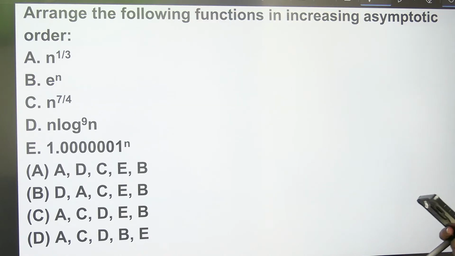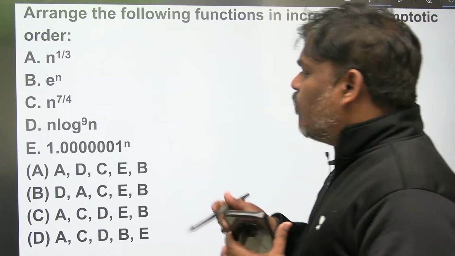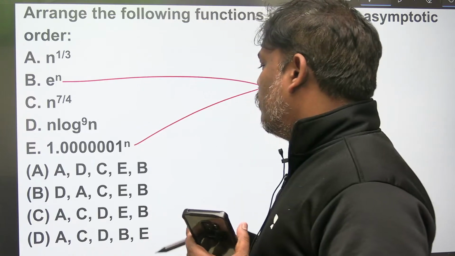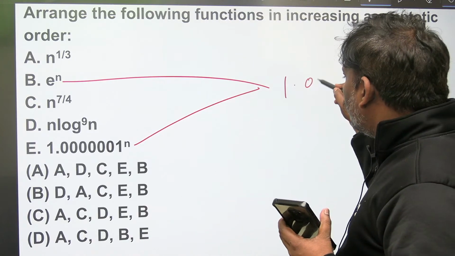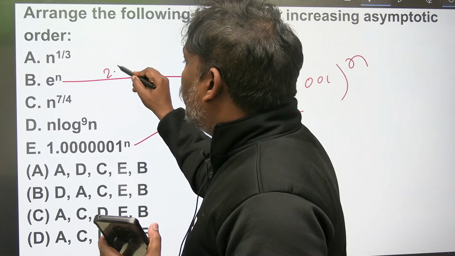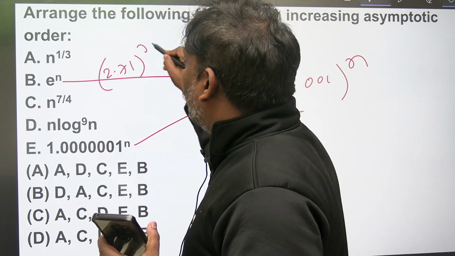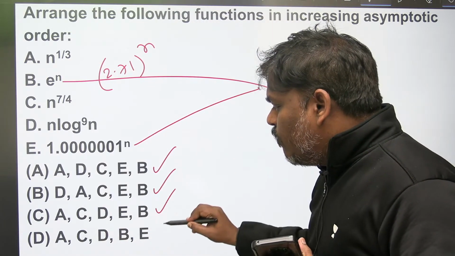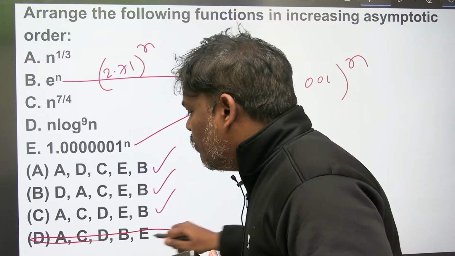Yeah, what is the answer to this problem? Arrange the following functions in increasing asymptotic order. I think everyone knows, this is exponential. This is also exponential. This is 1.001 whole power n, but this is 2.71 whole power n. I think this is bigger.